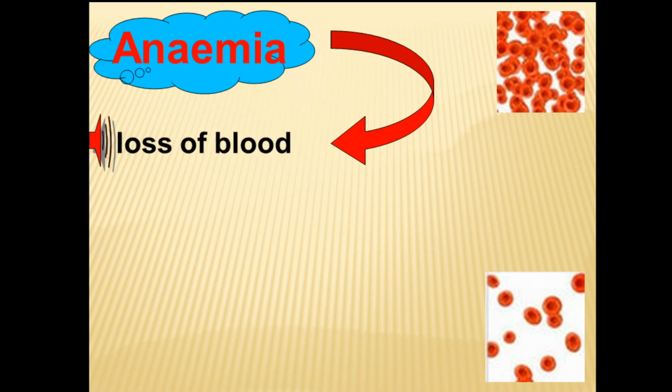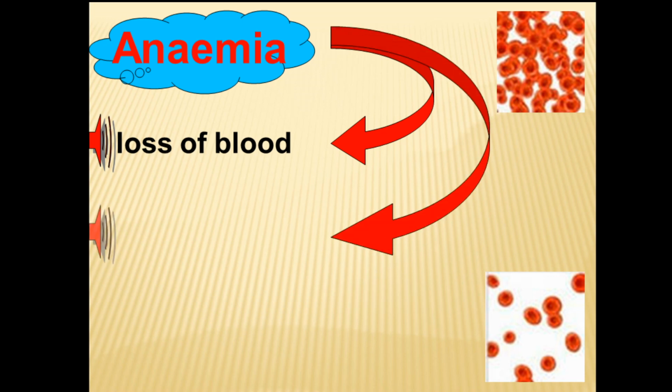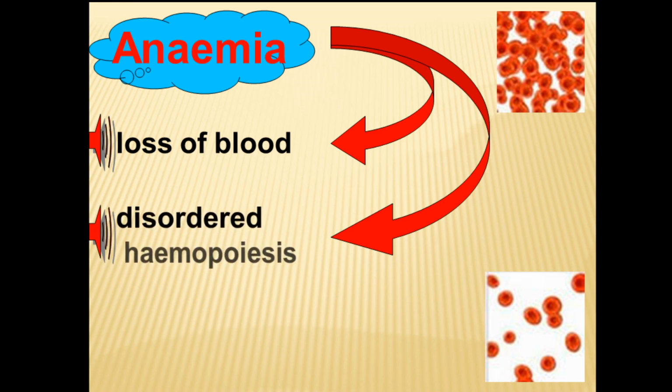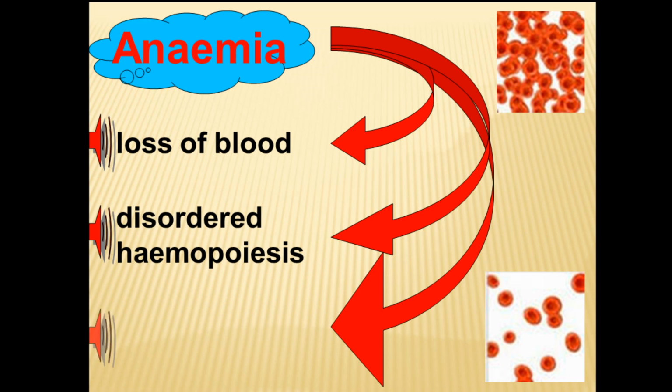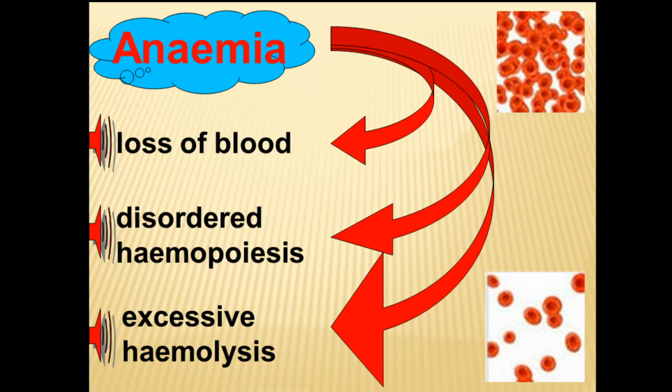Anemia is the most common pathology of the blood system. It appears due to loss of blood. It may be a result of disordered hematopoiesis and excessive hemolysis, when the destructive process exceeds the process of formation of red blood cells.